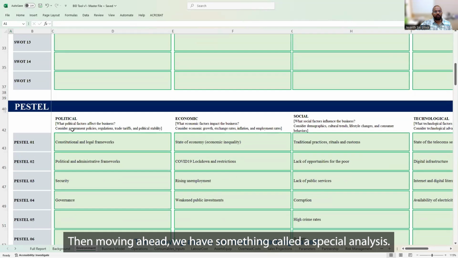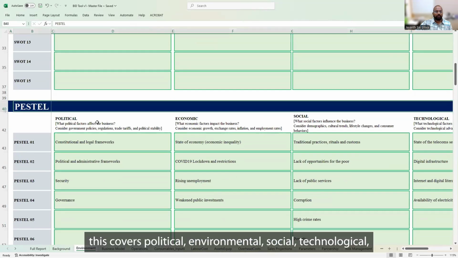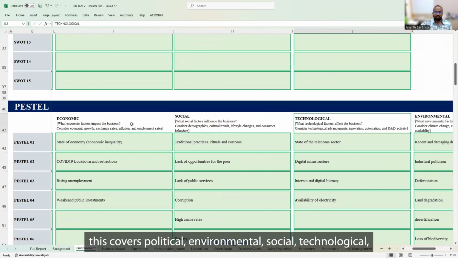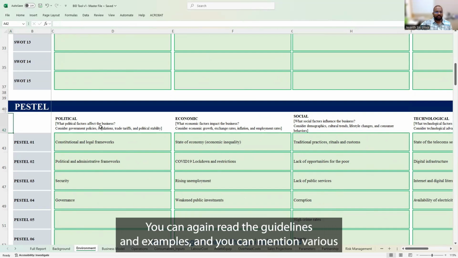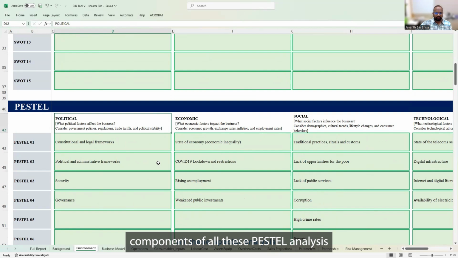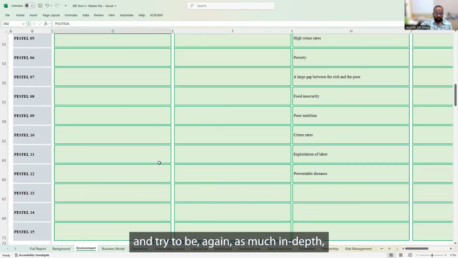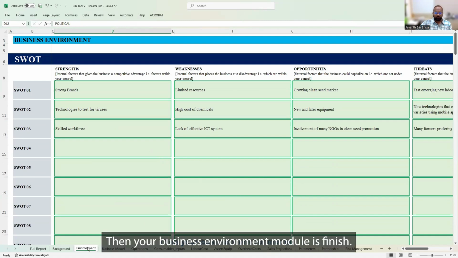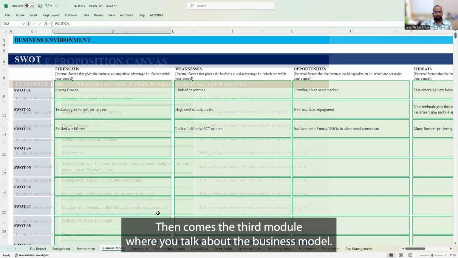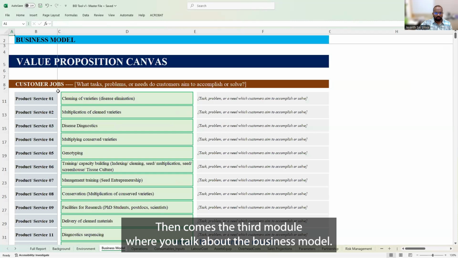Then moving ahead, we have something called a special analysis, like I mentioned. Special analysis covers political, environmental, social, technological, legal, and environmental aspects that are impacting the business. You can again read the guidelines and examples, and you can mention various components of all these special analysis. And try to be again as in-depth and as informative as possible while filling up this sheet. Then your business environment module is finished. Then comes the third module where you talk about the business model.